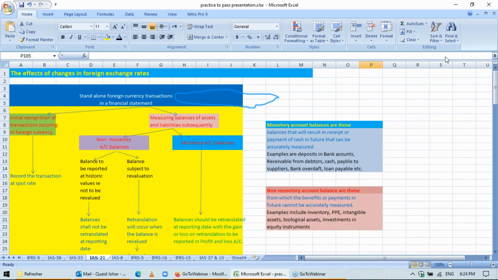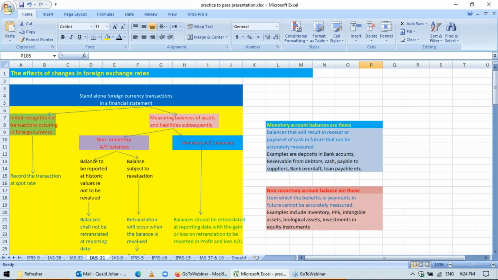Okay, so this is a brief summary of IS 21, which we will discuss and apply in this section. You can see a colorful diagram indicating various rules. So what do the standards say? The effect of changes in foreign exchange rates. I'm giving you a brief summary, and then we'll start doing questions.